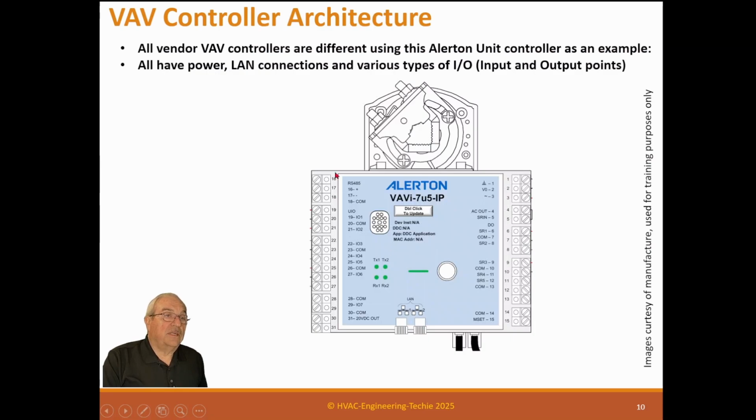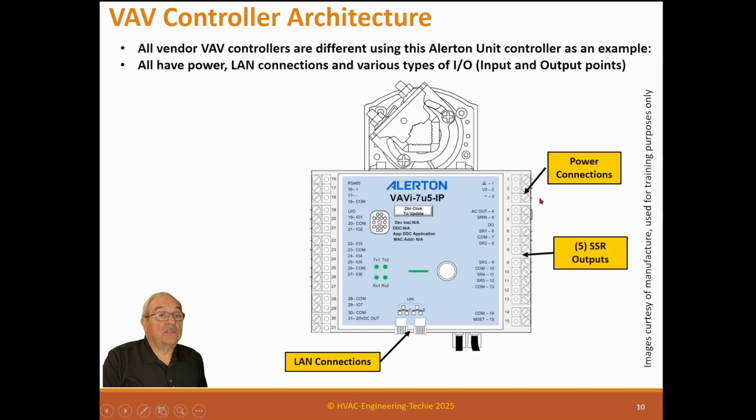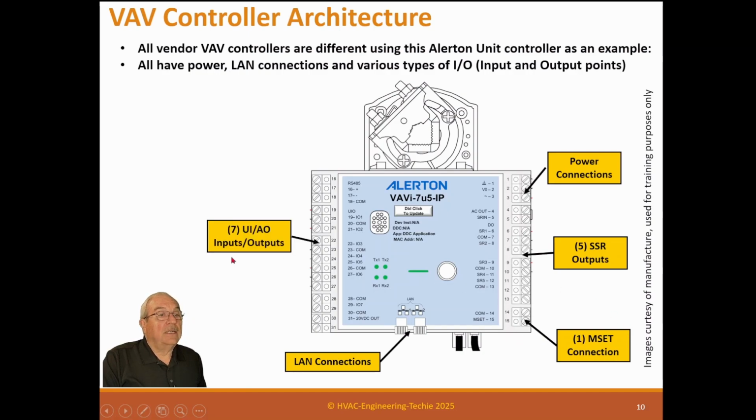So here's a VAV controller, an Allerton VAV controller. You can see it has an actuator built right on it. It has a LAN connection down below. It has power connections up the top. It has 5 SSR outputs, solid state relays, so this would basically be triac outputs. 1 IMSET connection and this sub-sensor network, so you can have different sensors on without burning points.